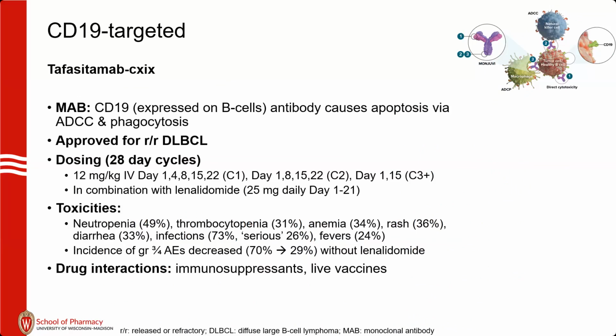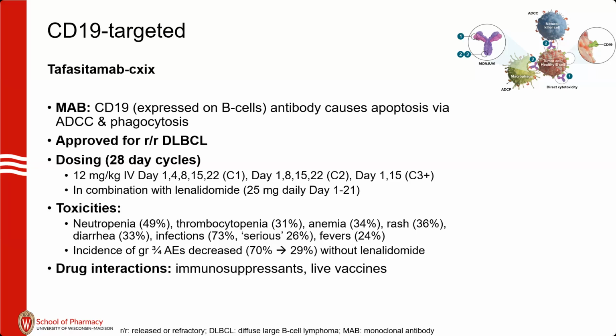The dosing here on the slide is rather complex, but I will highlight that the FDA label is in combination with lenalidomide, or Revlimid. Revlimid is an oral product typically used for multiple myeloma patients, but has an FDA labeled indication here as well. You can see below on the toxicities that count suppression, thrombocytopenia, anemia, as well as serious infections are relatively high with this combination regimen, though we do see the incidence of grade 3 or 4 adverse events decreased quite significantly when you cut out the lenalidomide component.